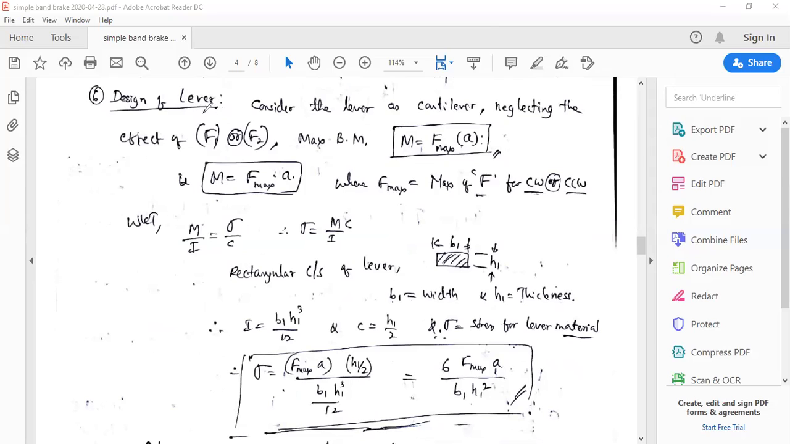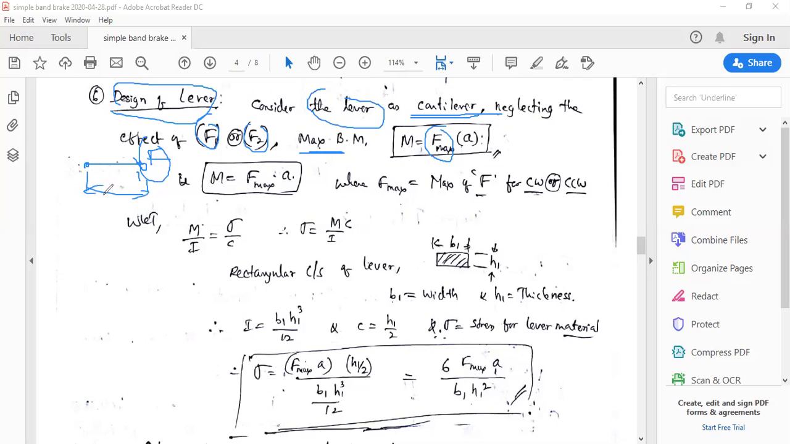With respect to the design of the lever, we have to consider the given lever as a cantilever, because it is fixed at one end and loaded at the other end, that is F. Here we have to consider either F1 or F2. To calculate the maximum bending moment, we use the equation F max into A. F max is the maximum value of F for counterclockwise and clockwise rotation.